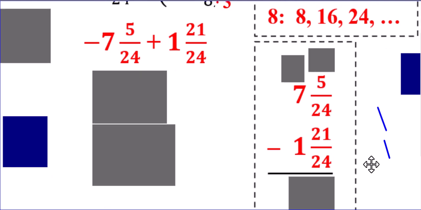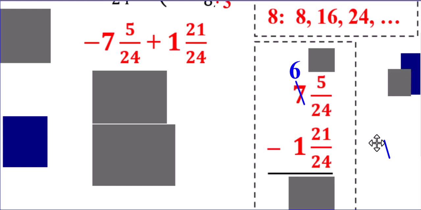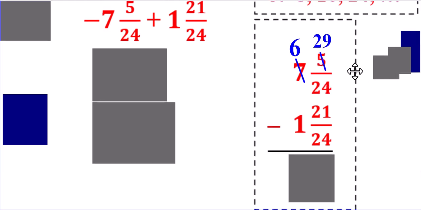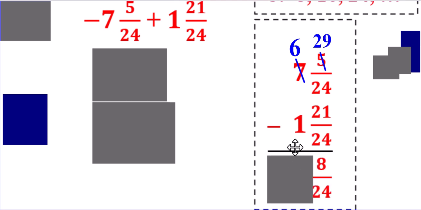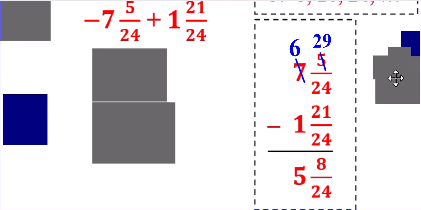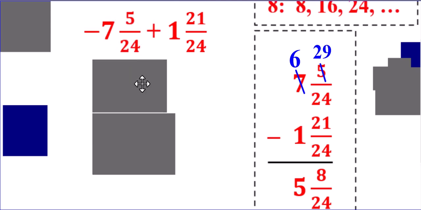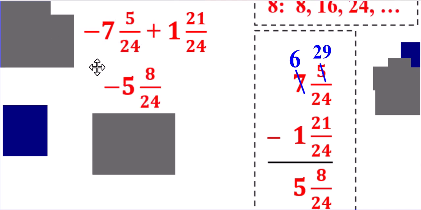Oh, this one I have to borrow because 5 is smaller than 21. So we're going to borrow from 7, make that become 6, and then we're going to have to make this 5 become 24 plus 5, which is 29. From here, I subtract: 29 minus 21 is 8. 6 minus 1 is 5. Will this stay positive or will it become negative? This time, the negative mixed number has the bigger absolute value. So that's going to become negative 5 and 8/24.